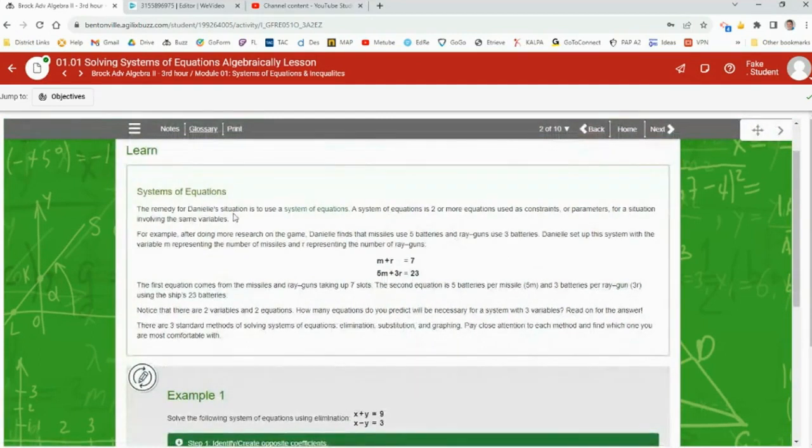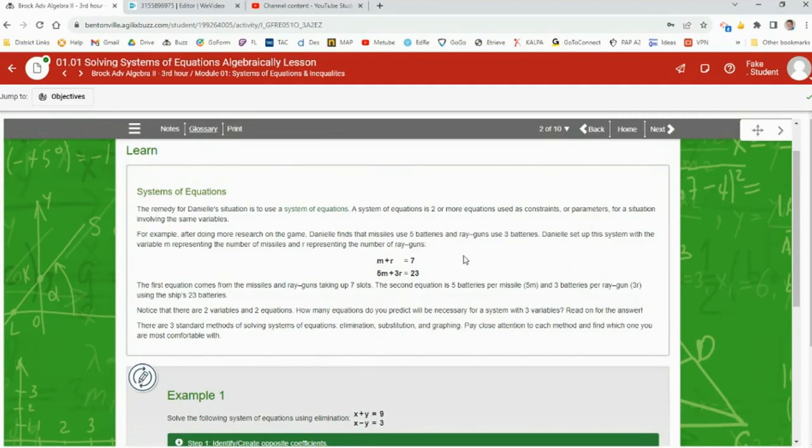So the remedy for Danielle's situation is to use a system of equations. That's 2 or more equations used as constraints or parameters for some situation. For example, after doing more research in the game, she finds missiles use 5 batteries and ray guns use 3 batteries. So she can set up these equations right here. M represents missiles, R is ray guns, and she can have 7 total. So M plus R equals 7. So any combinations of missiles and ray guns. And 5 batteries for each missile and 3 for each ray gun gives her this equation, 5M plus 3R, and she has 23 total batteries.